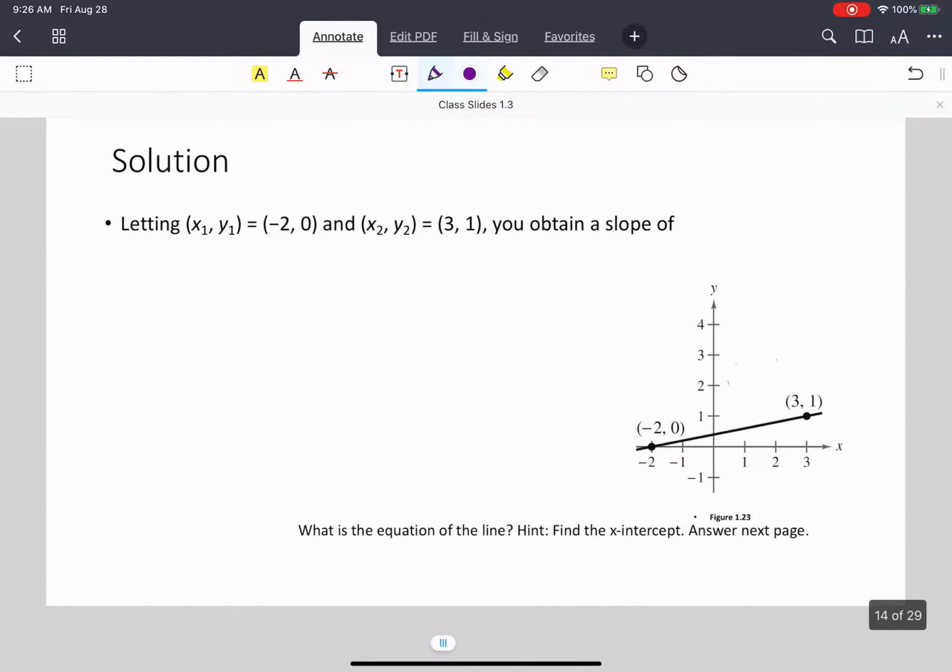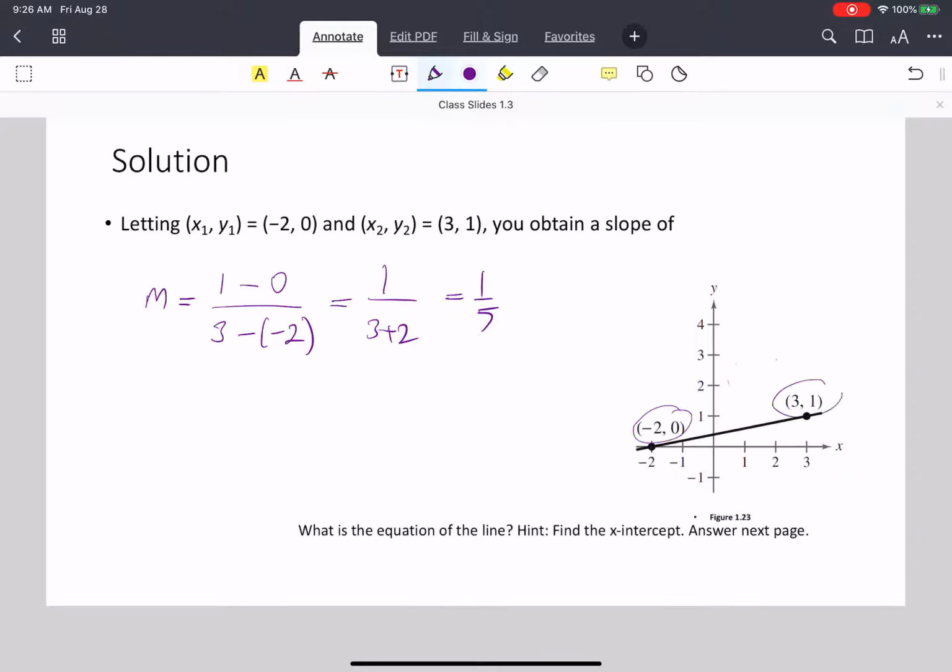All right, so the solution is going to look something like this. We say m equals (1 minus 0) over (3 minus (-2)). So it'll be 1 over 3 plus 2, which is 1 over 5. So the slope has to be 1 over 5. So this line passes through (-2, 0) and (3, 1), and its slope is 1 over 5.